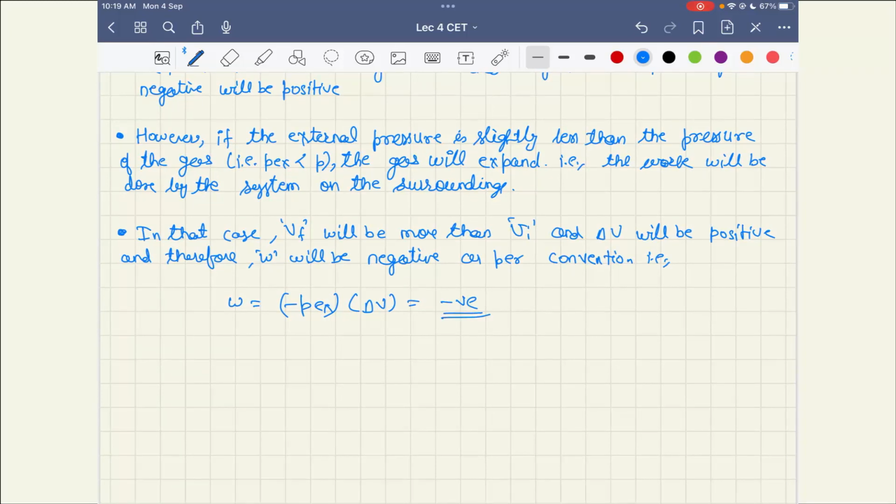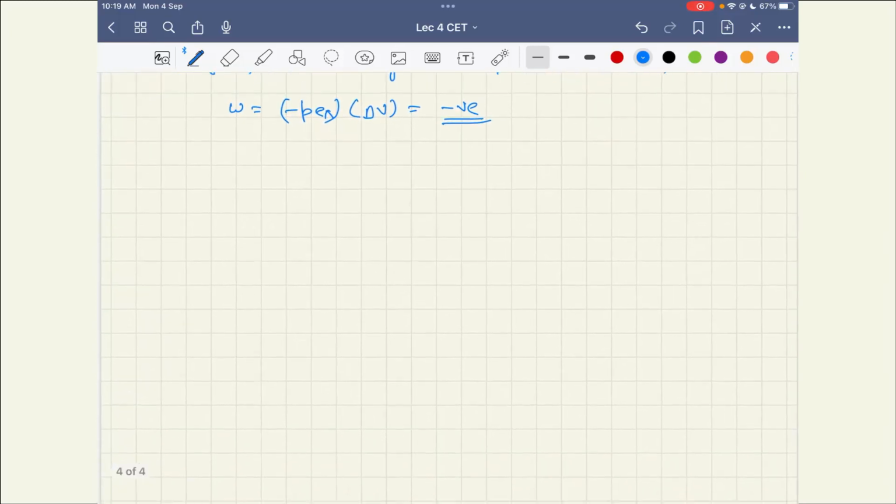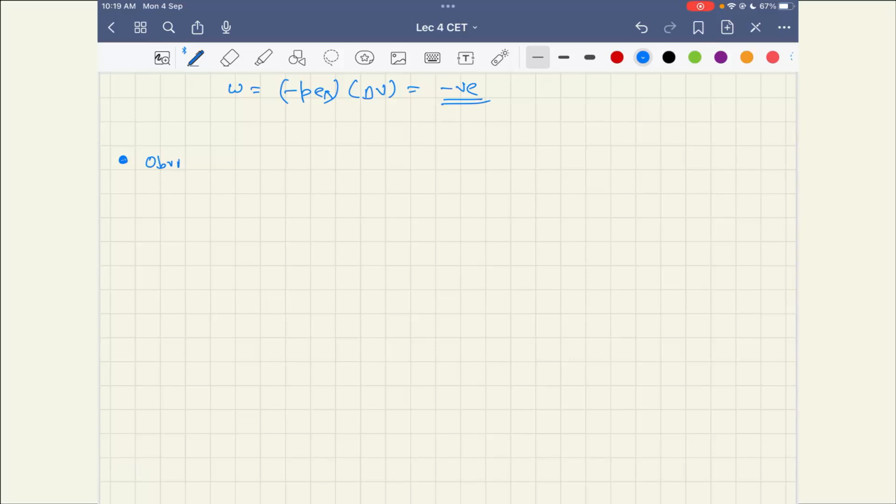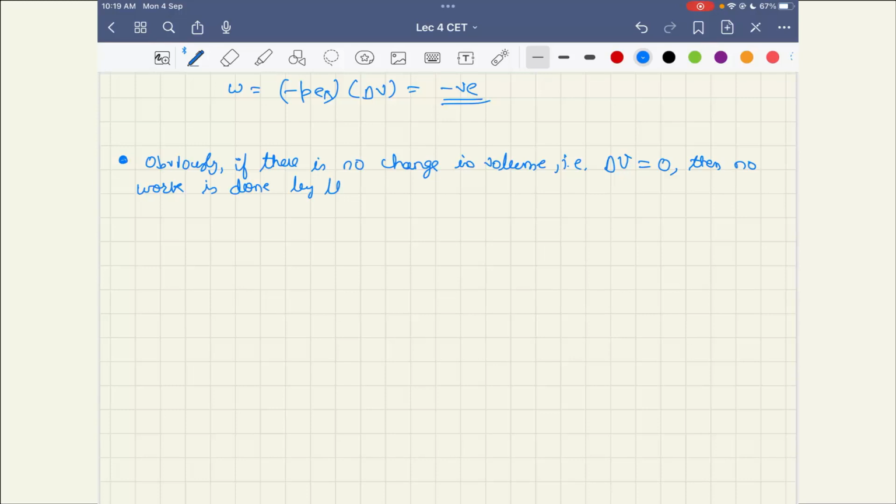Obviously, if there is no volume change, that is, if delta V is equal to 0, then no work is done by the system or on the system. That is, in that case, W is going to be equal to 0.